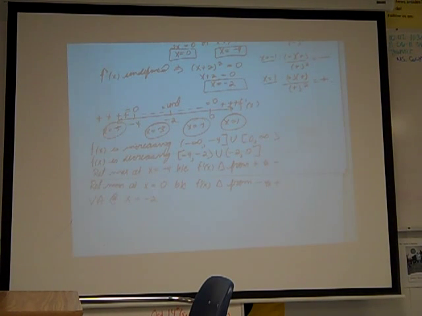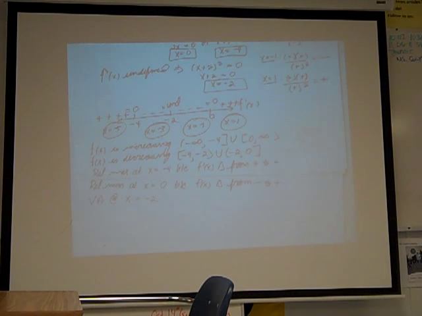In the units coming up, we're going to take all of this information, plus we're going to look at the second derivative to do some curve sketching. So we're going to come up with the graph of the original function using all this information.